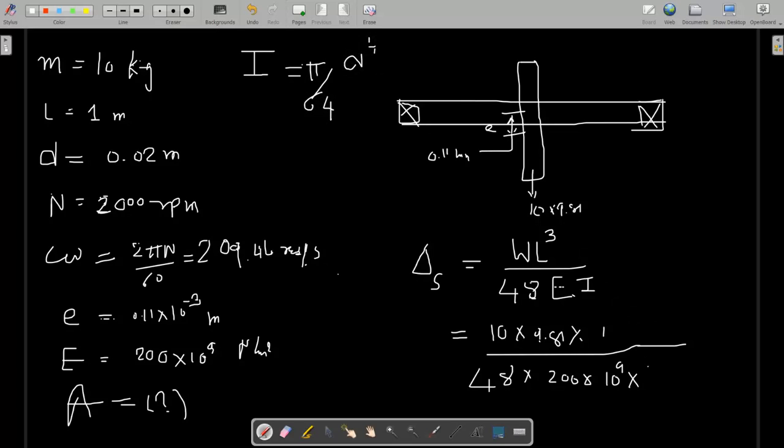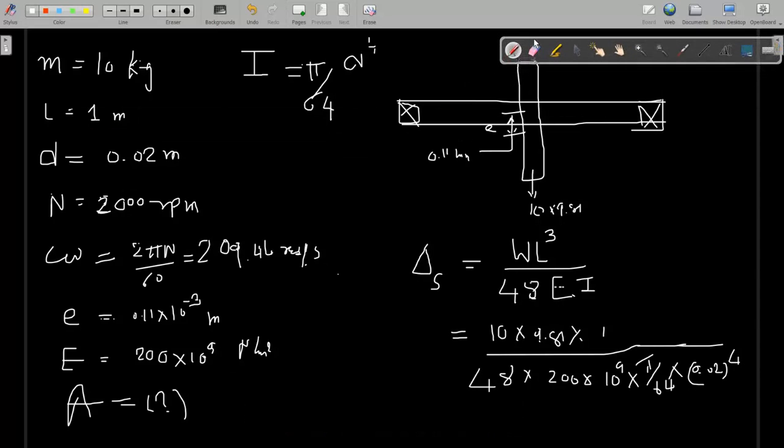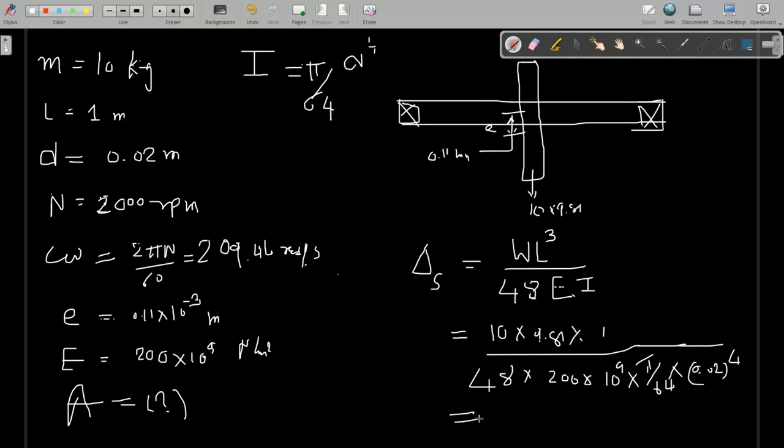So here pi by 64 into d power 4, that means 0.02 whole power 4. So here you will get the static deflection. Here the static deflection is 1.30 into 10 raised to minus 3 meter. Okay, why I'm writing in meter, or simply I can write 1.3 mm.